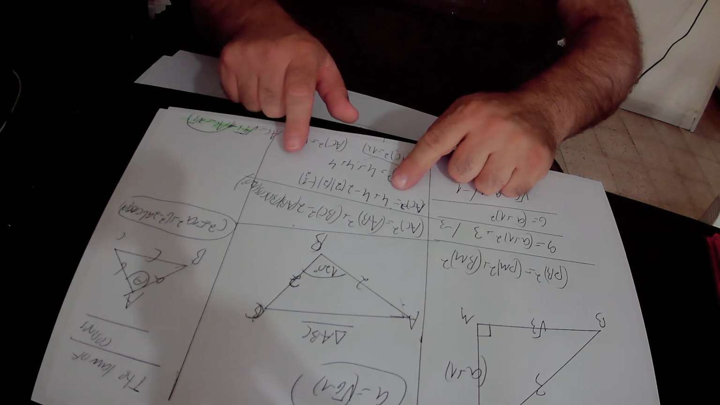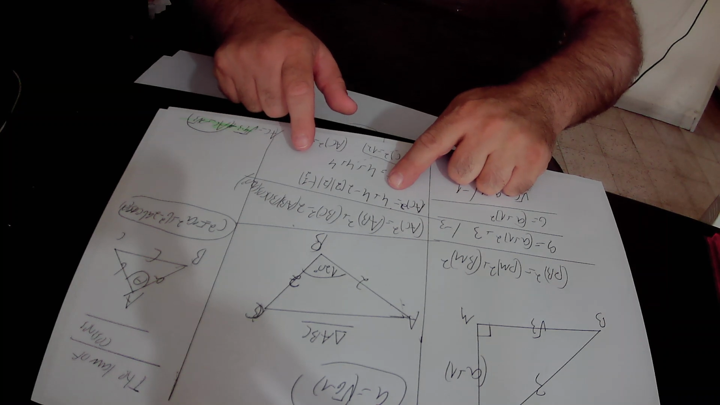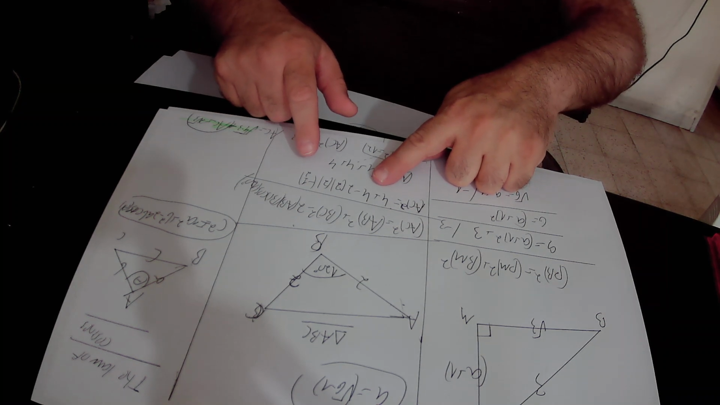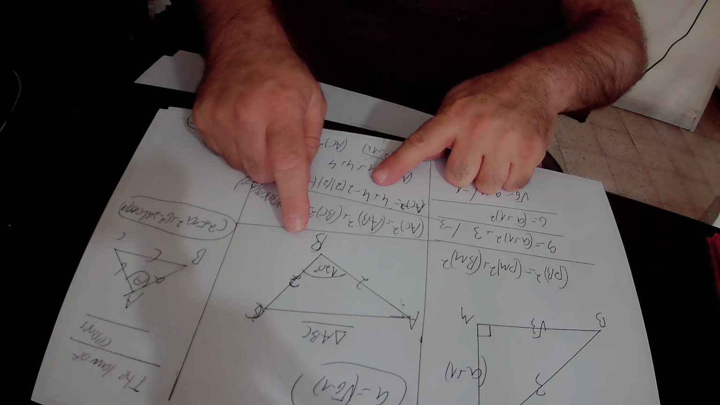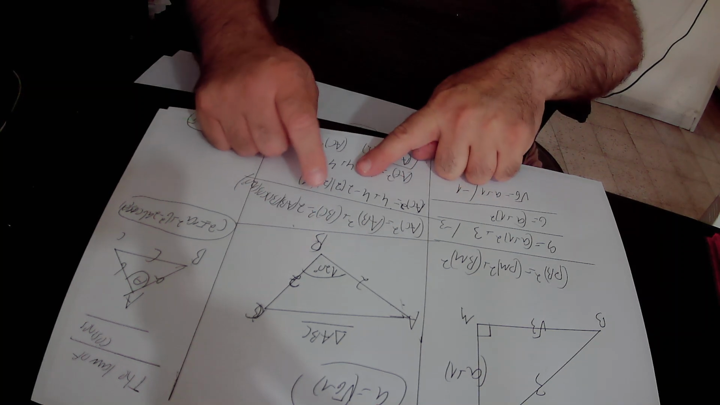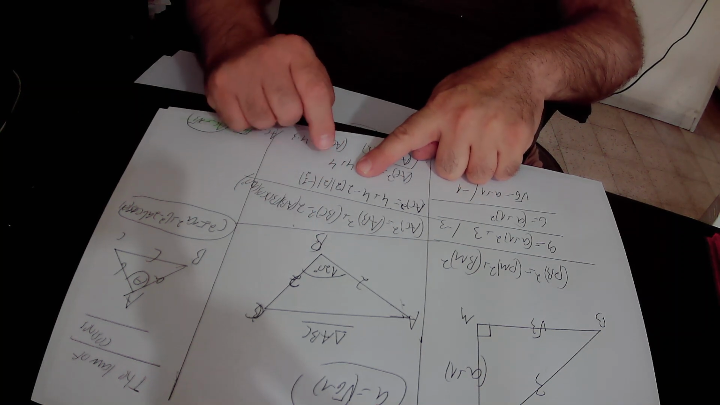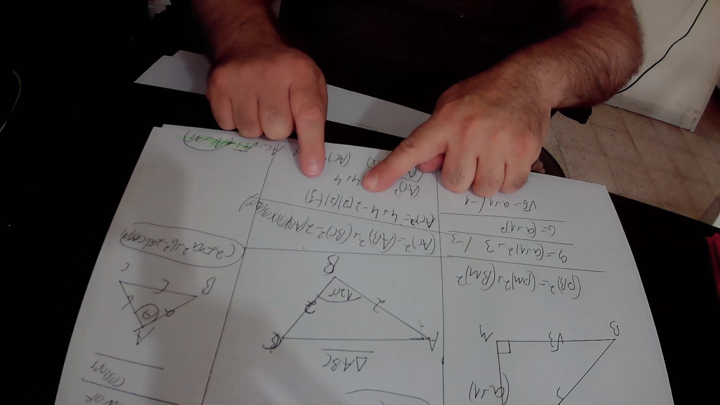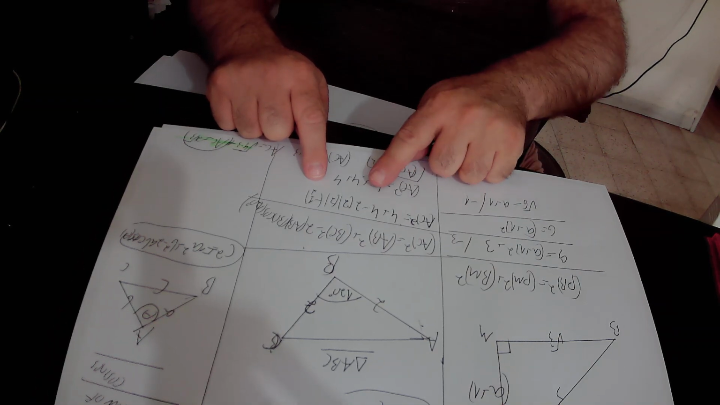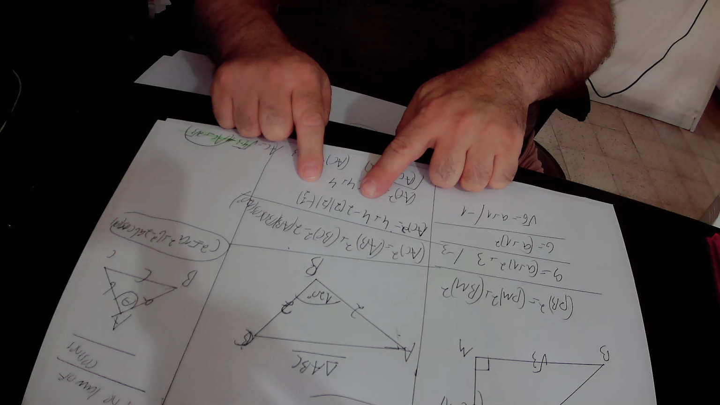So AC squared equals AB squared. AB is 2, so AB squared is 2 squared, that is 4, plus BC squared. BC is also 2, therefore BC squared is 2 squared, that is 4, minus 2 times AB, which is 2, and BC, which is 2, and cosine 120 degrees is minus 1/2. So in this expression we have minus times minus, that is plus. So in total this expression will be positive.